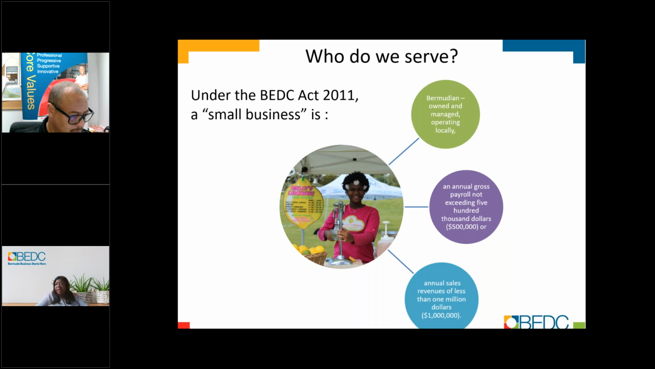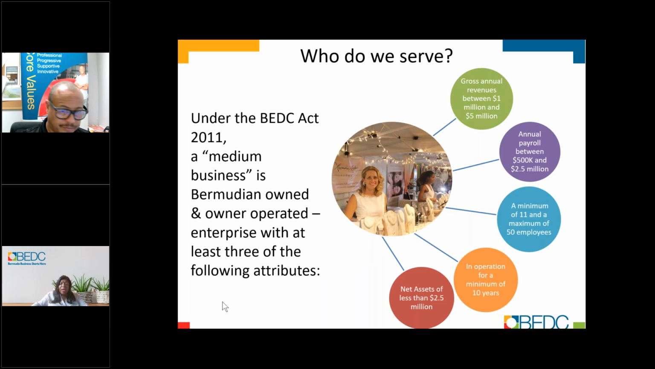A small business in the context of Bermuda is one that has an annual payroll not exceeding $500,000 or annual revenues or sales of not more than $1 million. So that's our definition in the context of Bermuda's landscape of what a small business is. And then under the Act, we also define what's a medium-sized business. It also has to be Bermudian and operated. But it also has the option of meeting at least 3 of these following attributes.